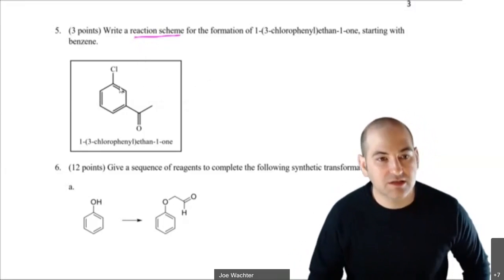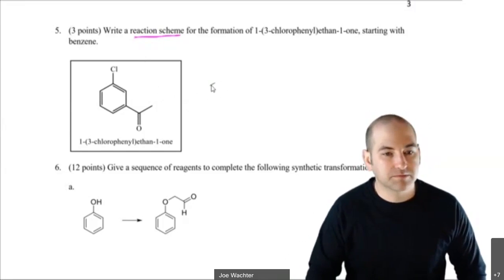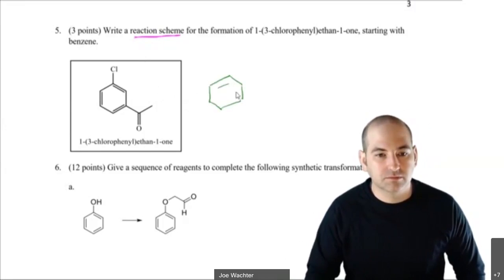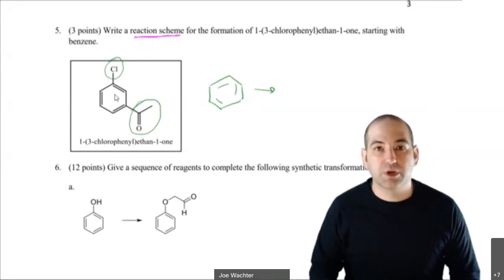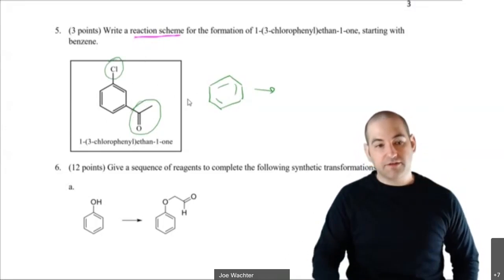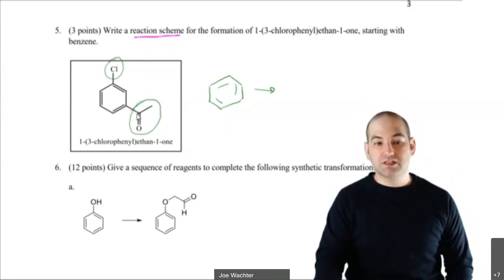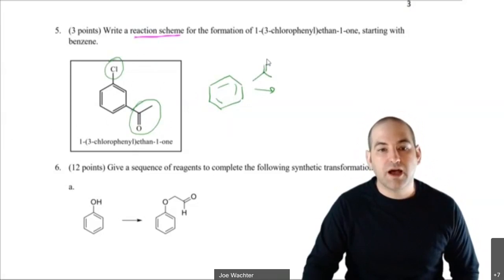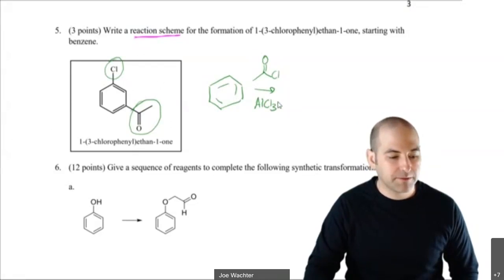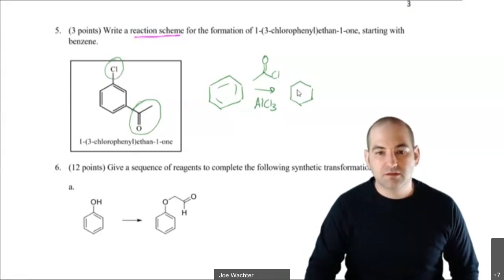So in this case, we would start with benzene. And we know we need to add chlorine, and we know we need to add this acyl group. So the question just becomes, what is the correct order? And in this case, we have to add the acyl group first because this is the meta director. We can't add the chlorine first because chlorine is an ortho para director. So to add this, we use the acyl chloride with aluminum trichloride, which makes this, and then we add the chlorine.